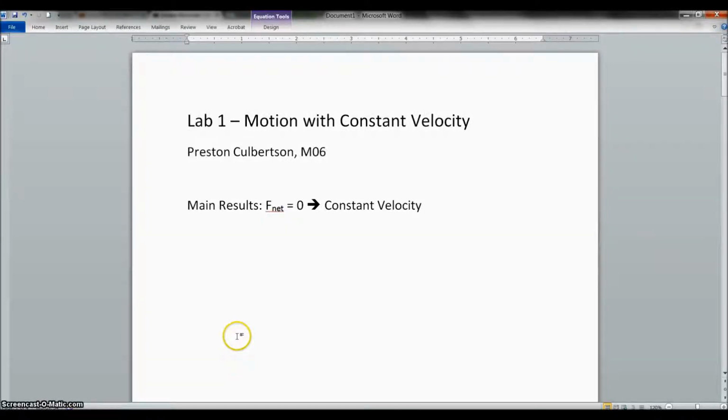I'm in Physics Lab M06, and this week I'm going to be going through Lab 1, which is motion with constant velocity. So my main result of this lab is that when F net, or the net force of a system, is equal to 0, it will be undergoing constant velocity.